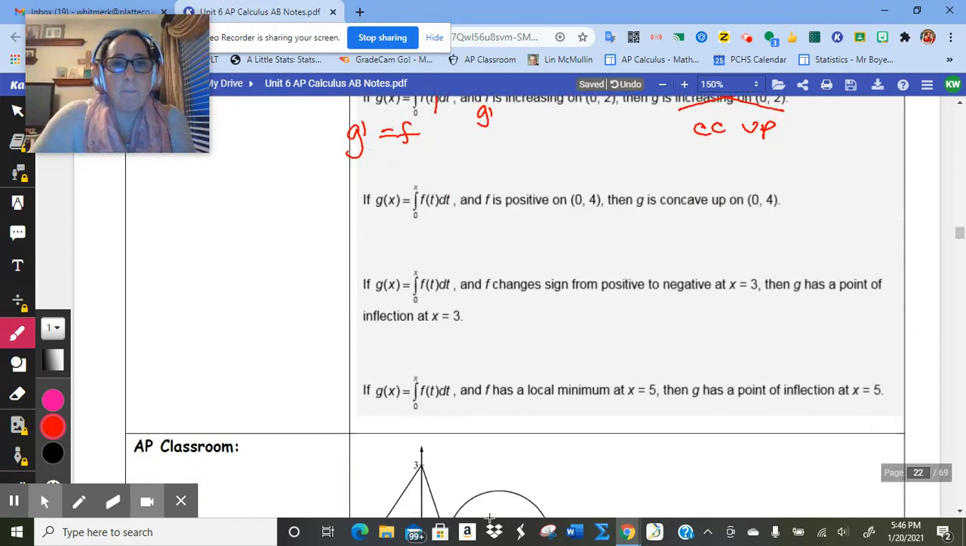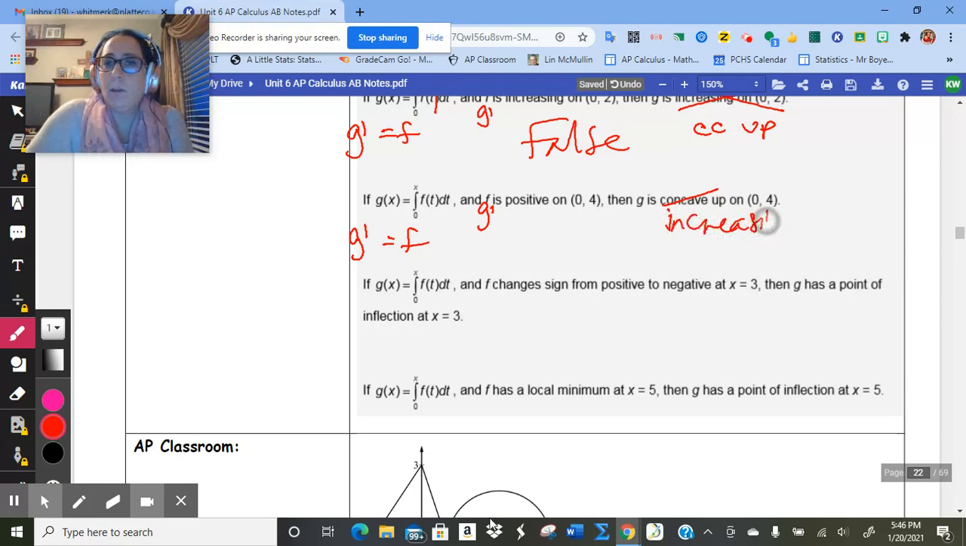Okay, let's look at this. So again, when it's talking about f, it's talking about g prime. So if g prime is increasing, oh, sorry, I forgot to say false here. Okay, so if g prime is increasing, does that mean that g is concave up? No, it means that g is increasing. So derivative is positive, original is increasing.